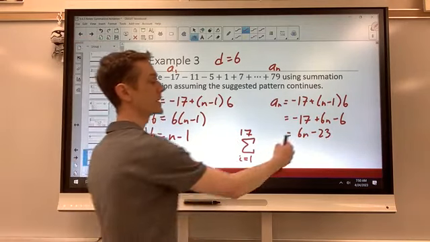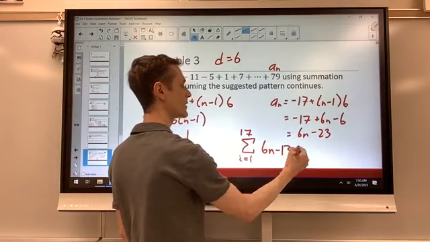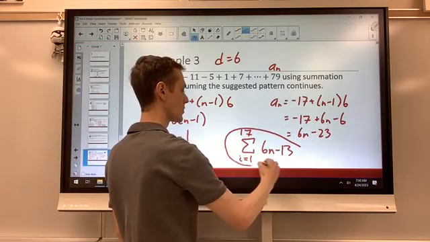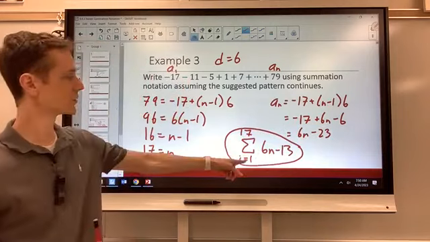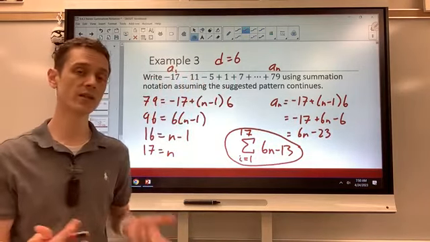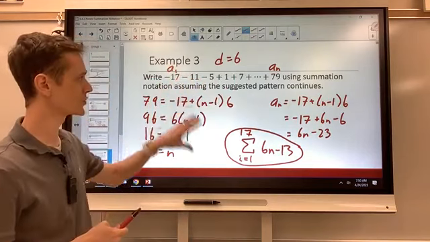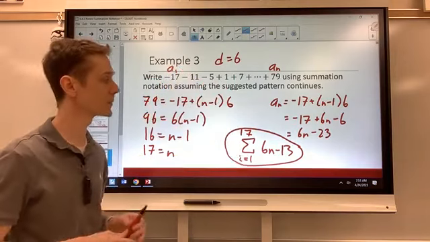And then the last piece is we want to take that explicit rule, and then that goes right here on the side of the sigma symbol. So that here is our summation notation. It creates this series above. And then if we wanted to find the sum, then I would recommend using the arithmetic series rules shown earlier. But right now I'm just trying to focus on how do you write the summation notation instead.